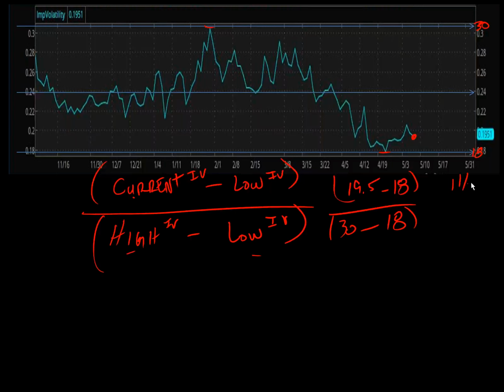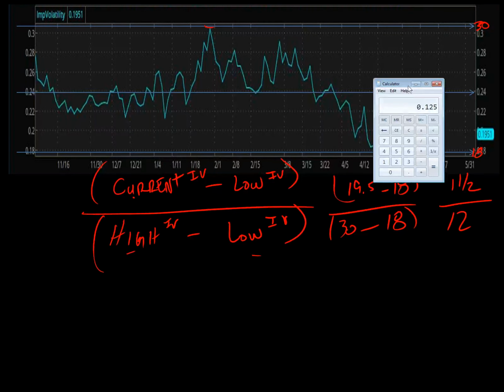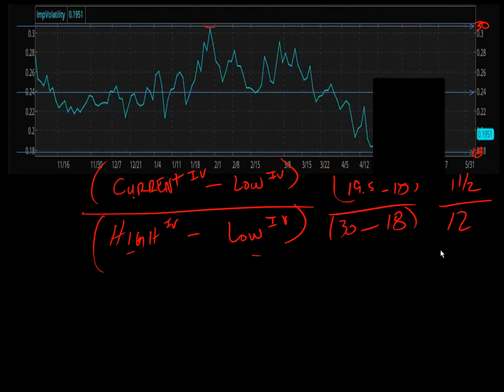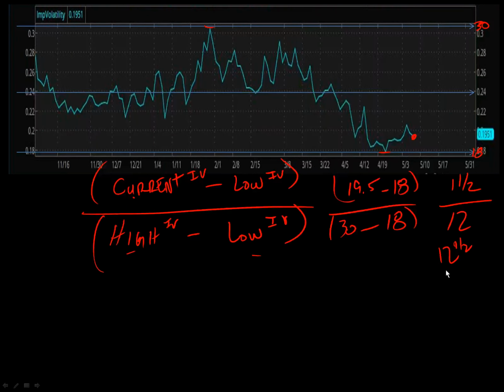So we got 1.5 divided by 12. That's going to be what, around 9%-ish? 7%? Anybody got that number? I forgot to calculate it beforehand, so I'm going to do it here. 1.5 divided by 12. 12.5%. So 12.5% is pretty low.